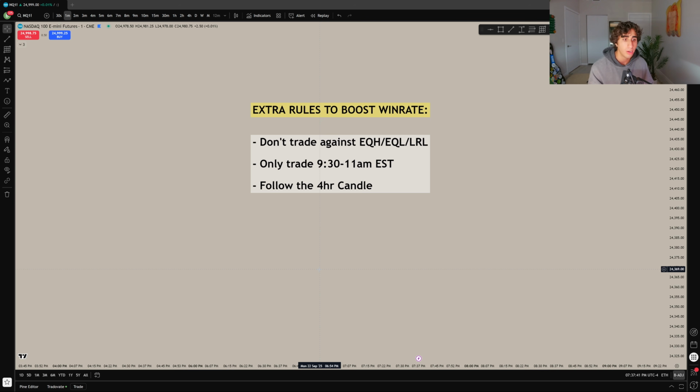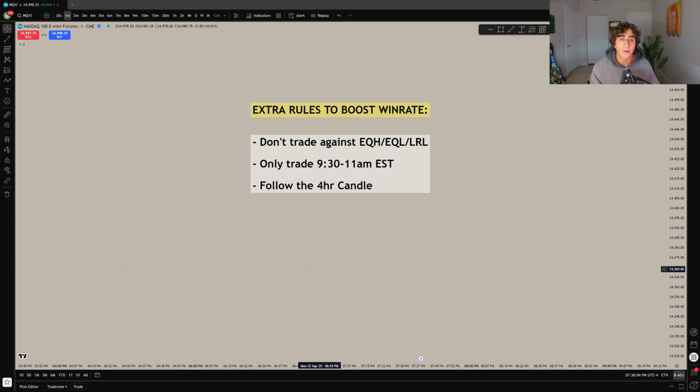Since I trade NQ1, I trade futures, right? This is when the volatility is going to be the best. It's when it's going to be the cleanest. Please do not trade this with Asia session. Don't try to trade this with New York PM session, right? It's just going to be a lower probability. You're going to have a lower win rate. So instead, to have the highest win rate, trade this from 9:30 a.m. to 11 a.m. Eastern, okay?